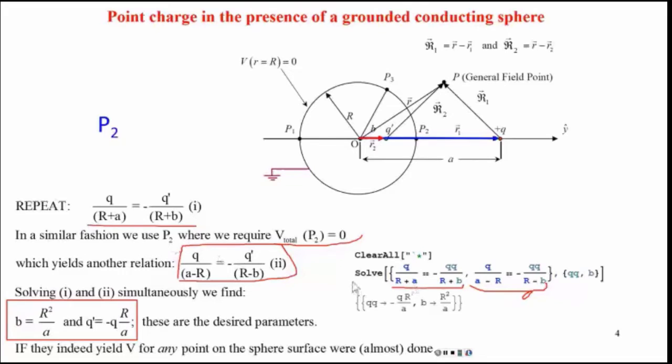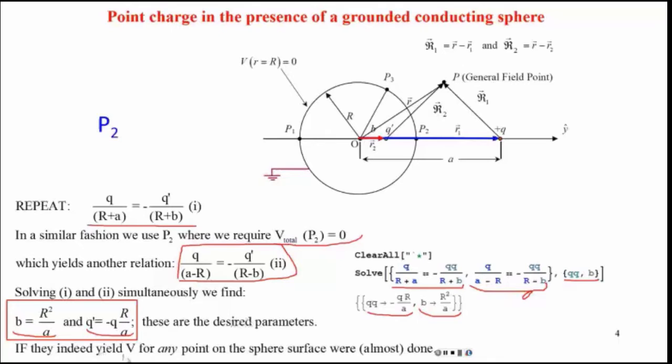Mathematica has an operator called Solve, and you put in one equation and a second equation and solve for the unknowns, and I've taken qq to be our q prime. So the answer is right here. Q prime is equal to minus q times R over a, and the distance b is R squared over a. I've repeated those right here. So here's our b and here's our q prime. These are the desired parameters.